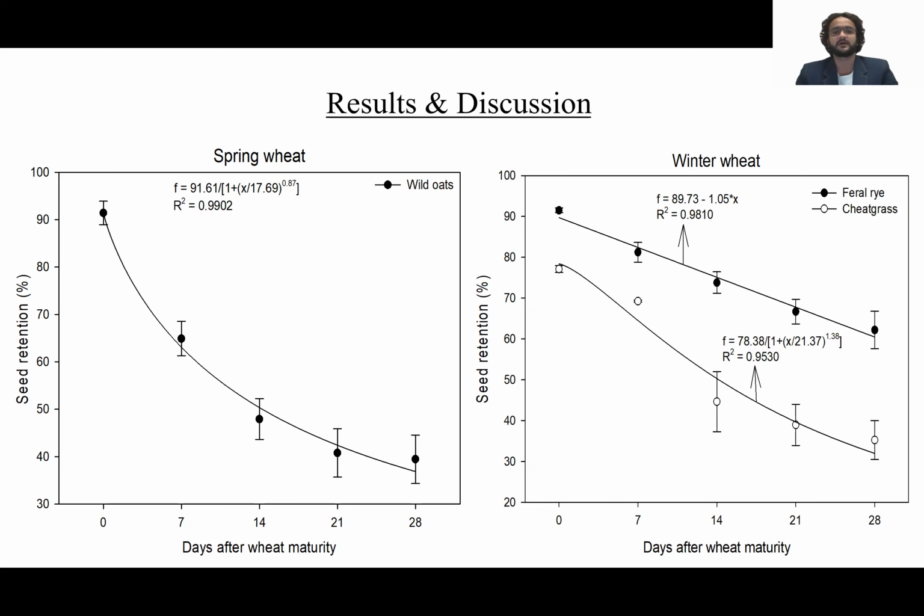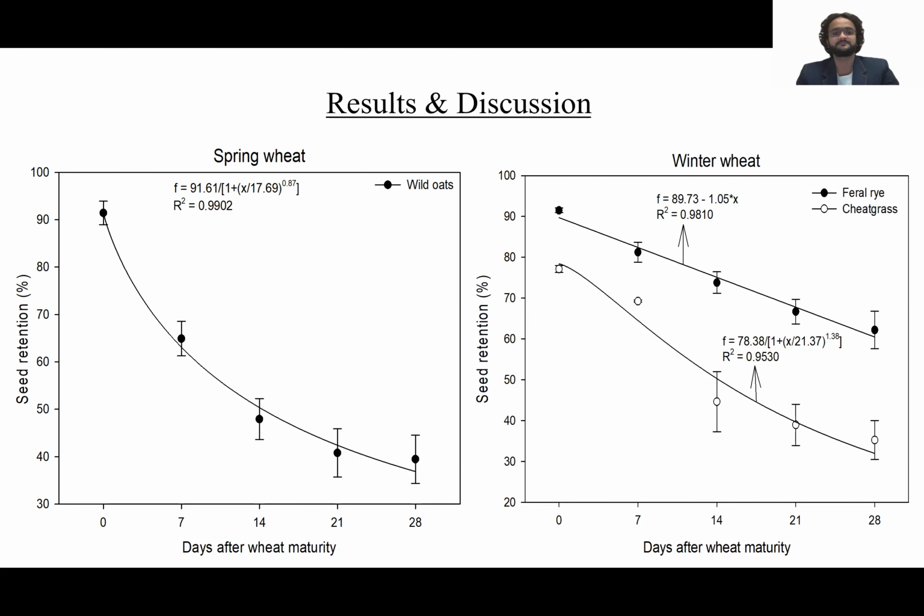In spring wheat, at the time of physiological maturity, wild oat retained 90% of seed. However, seed retention drastically reduced over time, and it was nearly 40% after 28 days. Therefore, timely harvesting is recommended in order to perform harvest weed seed control efficiently, and in order to capture most of the weed seeds by harvest weed seed control.